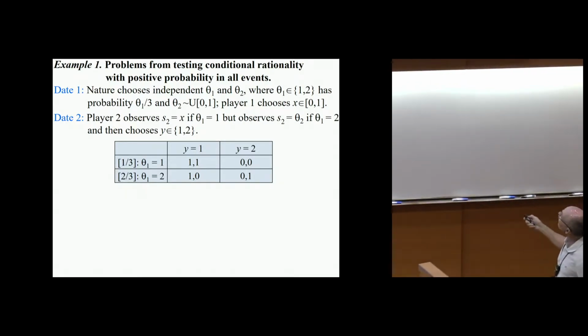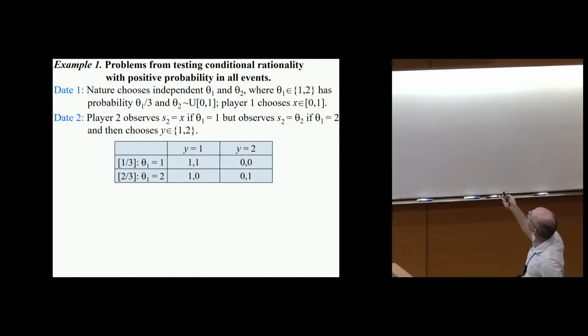Now notice that the prior on theta 1 is 1/3, 2/3 on 1 and 2. So if player 2 gets no information about theta 1, then of course she's going to choose 2. She gets 2/3 in expectation versus 1/3.